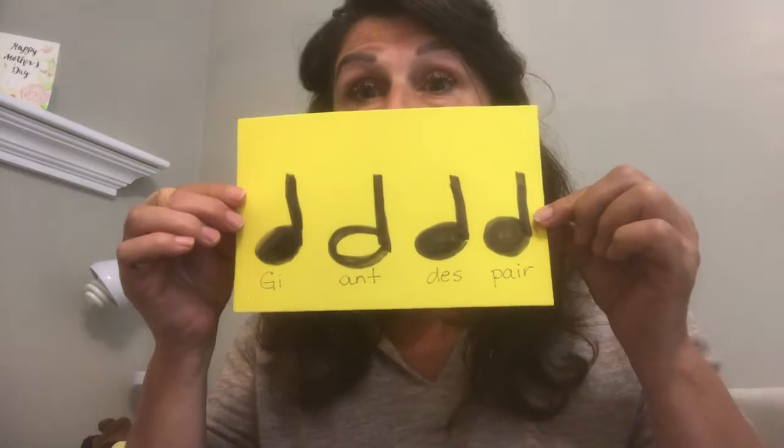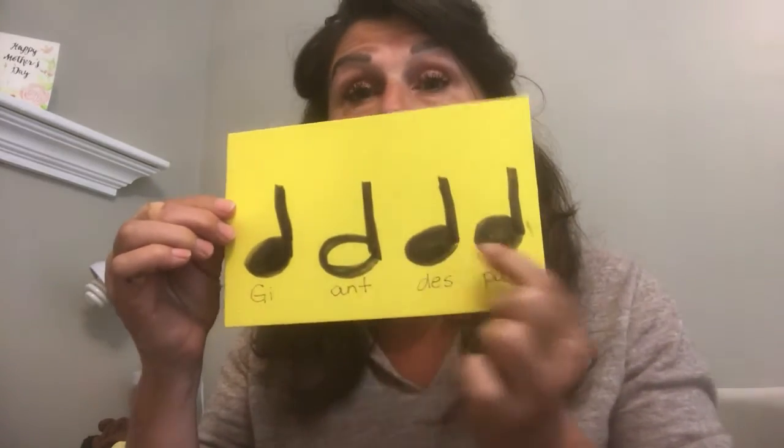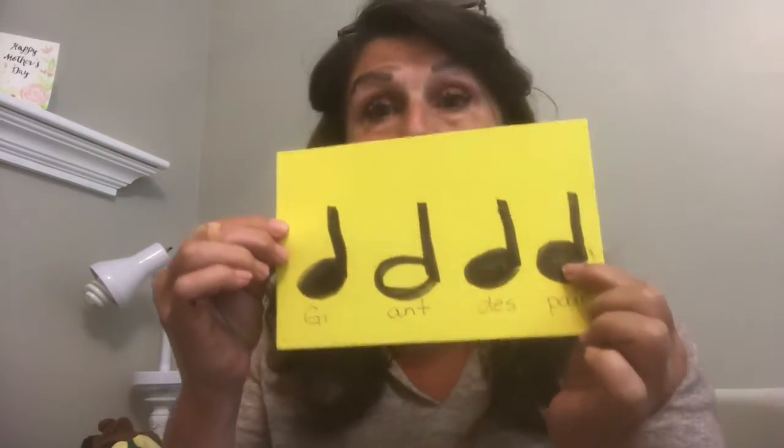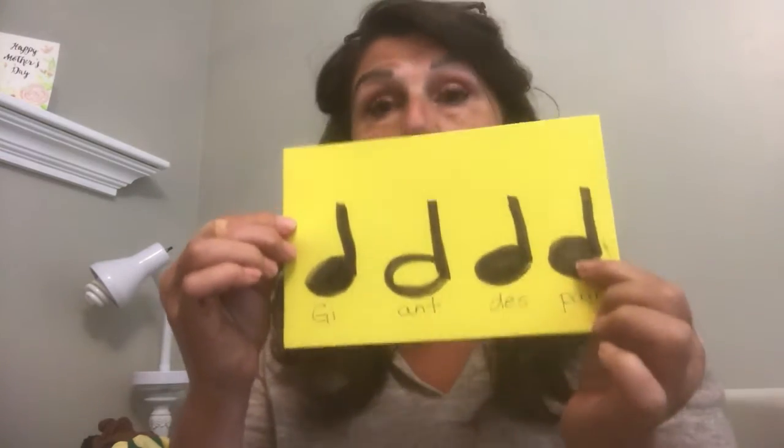Today we're going to add a new person. He's not a very nice guy, but his name is Giant Despair. Quarter, half note, quarter, quarter. 1 beat, 2 beats, 1 beat, 1 beat. 1, 2, 1, 1.